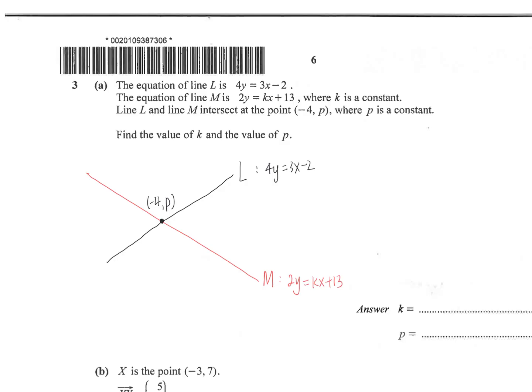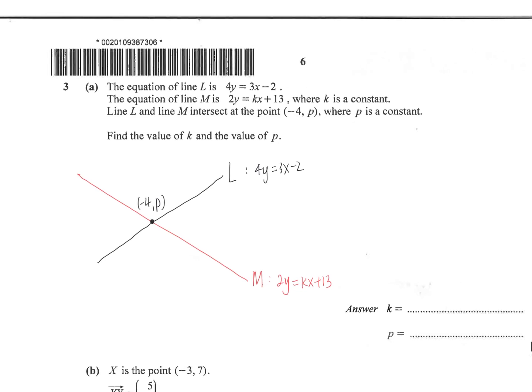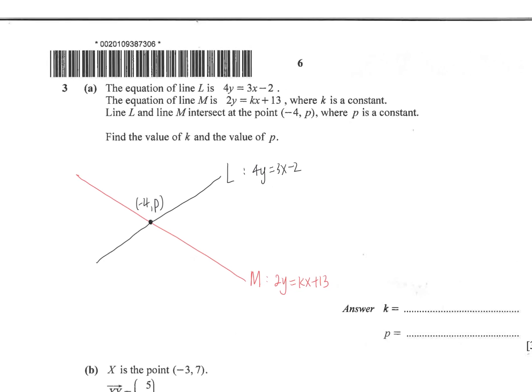Without drawing can, of course. I'm just showing you so that you can visualize. Okay, so how to solve for the unknown? You will sub this into both the equation. So I'm going to sub this into equation L first, into the line L. So I get 4p equals to 3 times negative 4 minus 2. So I get negative 14. So p is just minus 3.5.